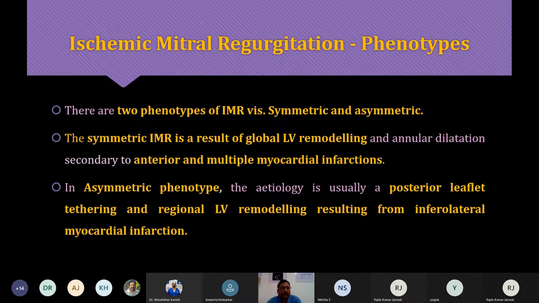So there are two phenotypes of ischemic mitral regurgitation. One is called symmetric and the other is the asymmetric phenotype.